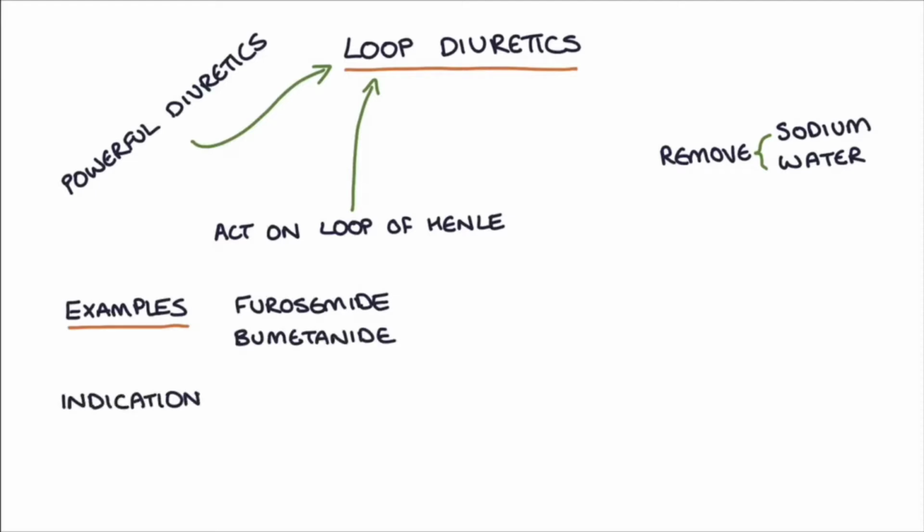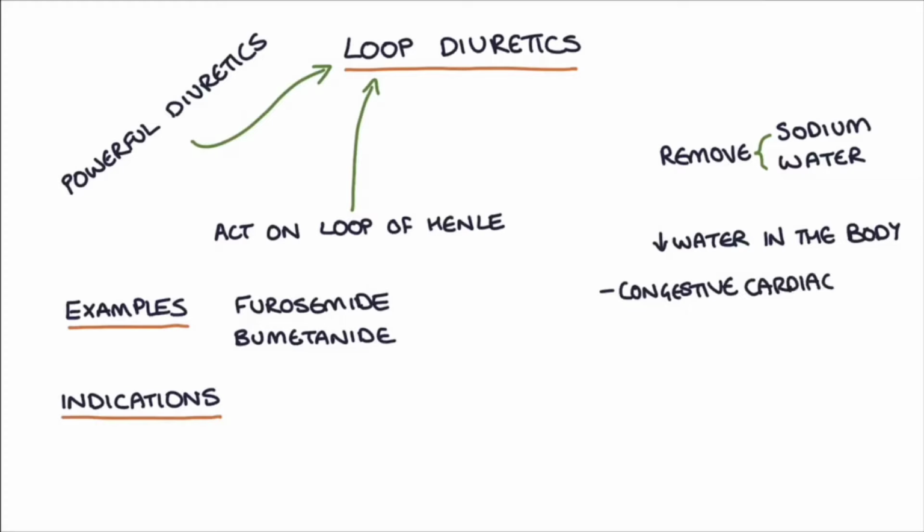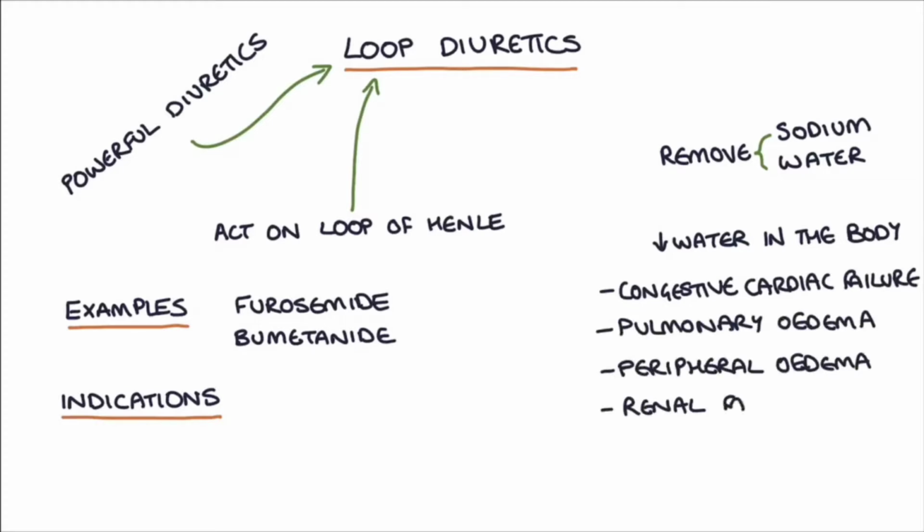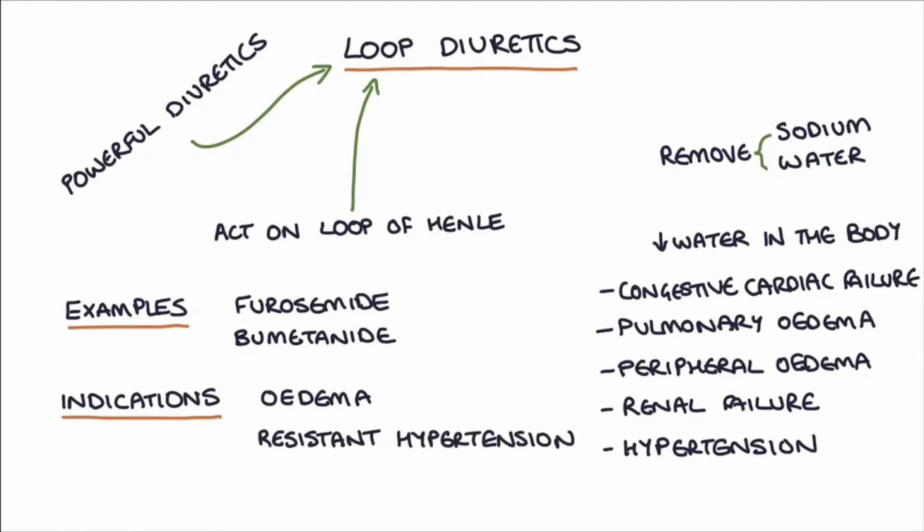And the indications for these medications are to reduce the amount of water in the body, which is a very useful thing to be able to do in patients with congestive cardiac failure, pulmonary edema, peripheral edema, renal failure and hypertension. So the main indications are edema and resistant hypertension.